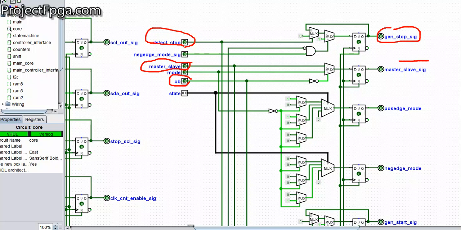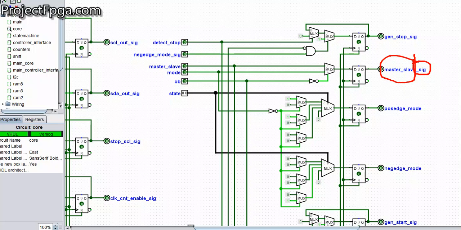So this master slave sig. Throughout the code you are going to see this value sig at the end of some signals. Whenever you see sig, it is the same thing as the master itself. Example, this master slave signal is the same thing as master slave. That is, this master slave sig and this master slave are the same. At the end of this code we are going to join them together.